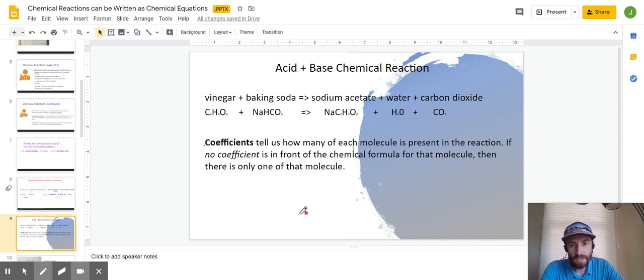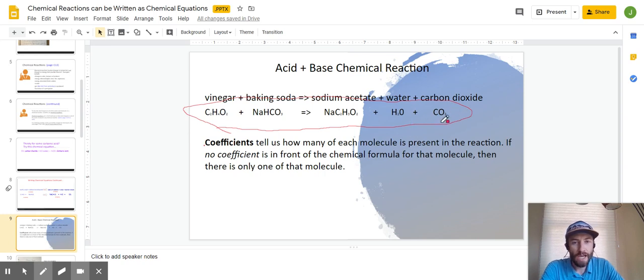So a coefficient tells us how many of each molecule is present in the reaction. If no coefficient is in front of the chemical formula for that molecule, then there is only one of that molecule. In this reaction, there are no coefficients because for every molecule of vinegar and baking soda you have, you're going to yield one molecule of sodium acetate, one molecule of water, and one molecule of carbon dioxide.